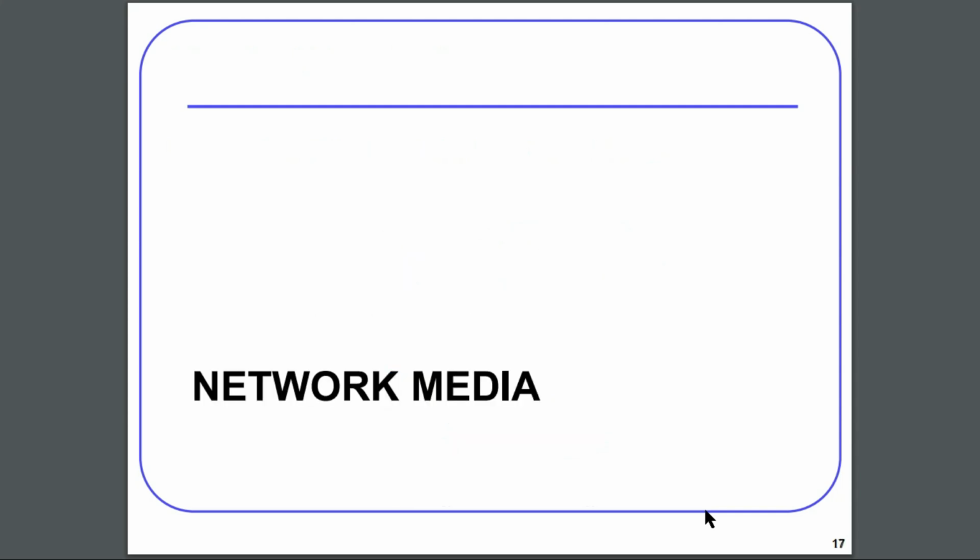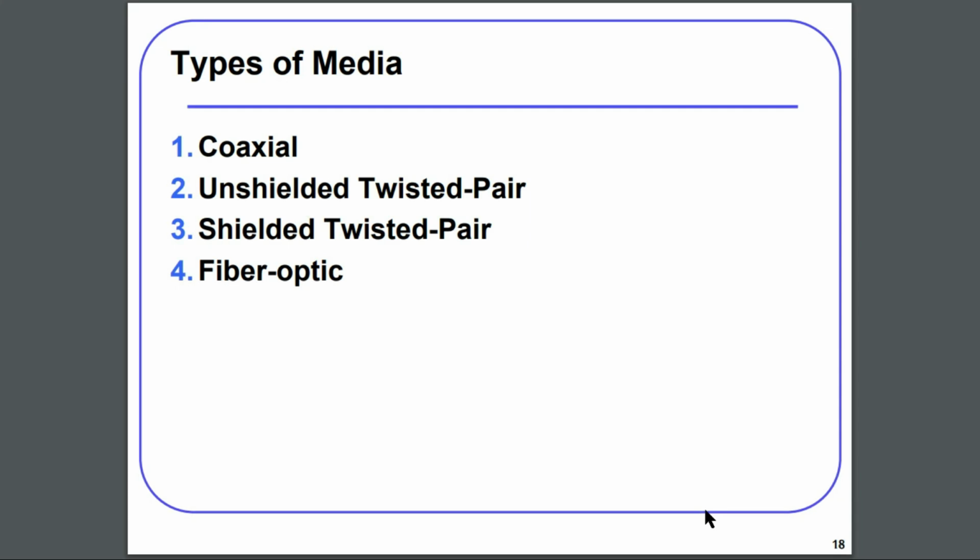In this slide, we can see the different types of network media. The types of media are: first, coaxial; second, unshielded twisted pair; third, shielded twisted pair; and fourth, fiber optic.